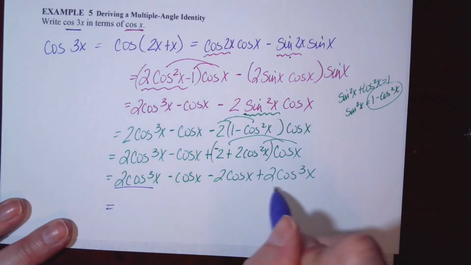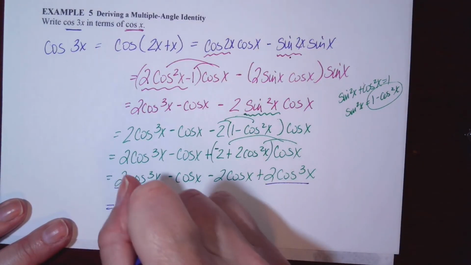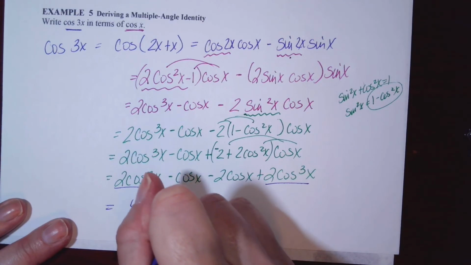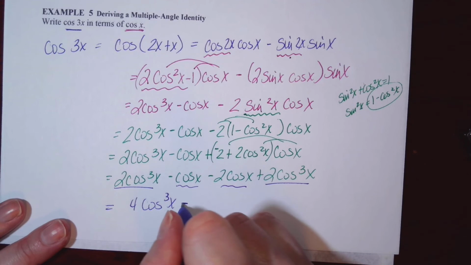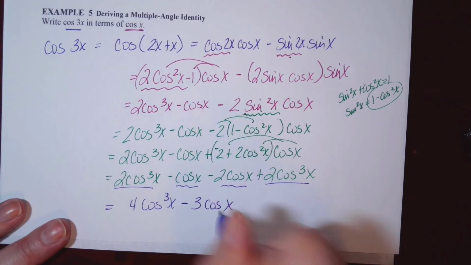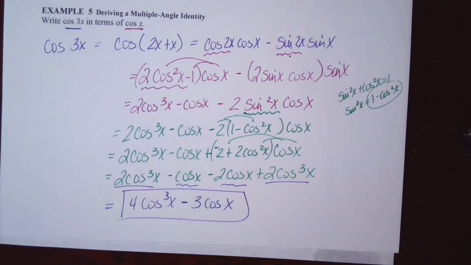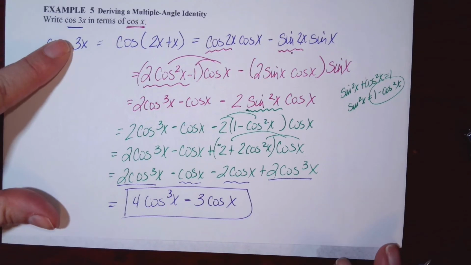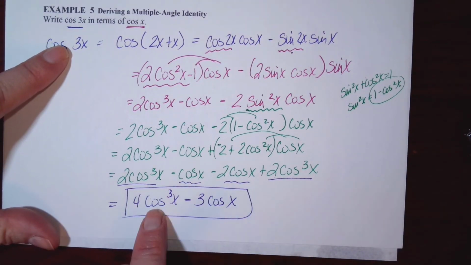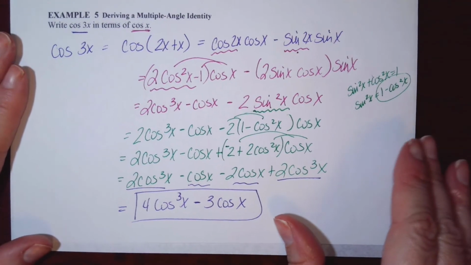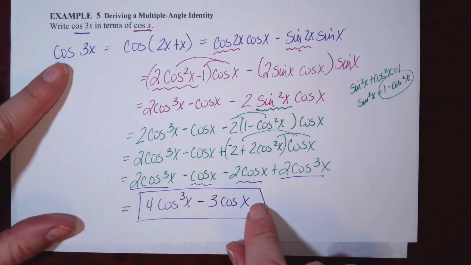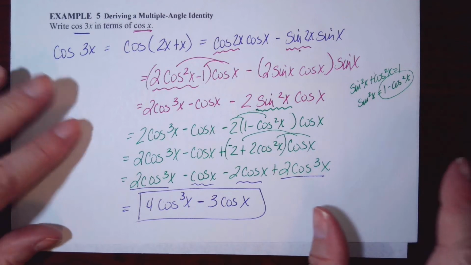We've got 2 cosine cubed terms, so there's 4 cosine cubed x. And then we've got those two that are just cosine x, so minus 3 cosine x, and we're done. Cosine of 3x is the same thing as 4 cosine cubed x minus 3 cosine x. Ta-da! Alright, so that is how we get a multiple angle identity bigger than cosine 2x, more than a double angle identity.